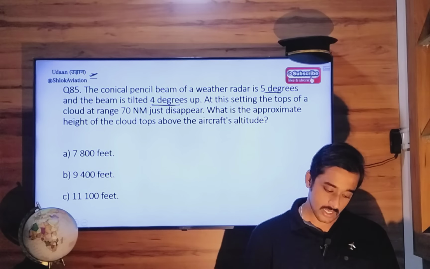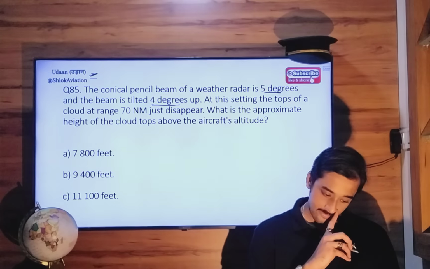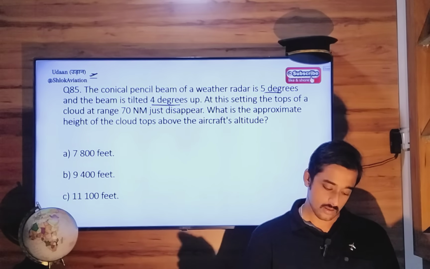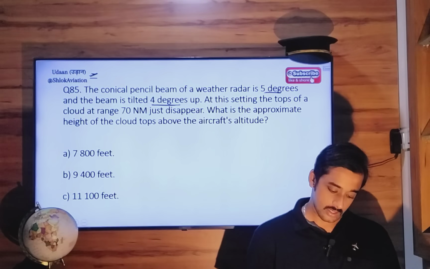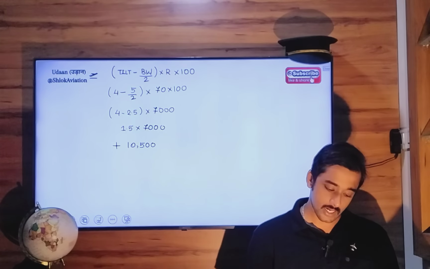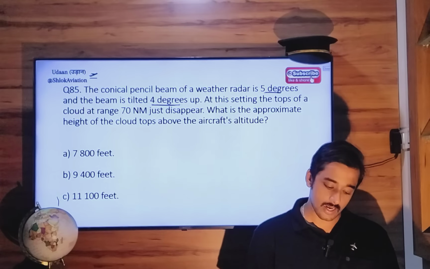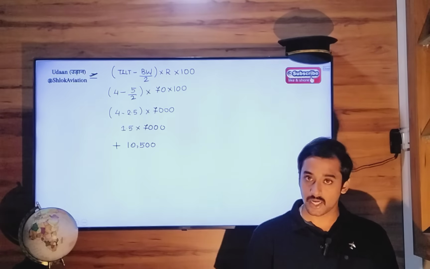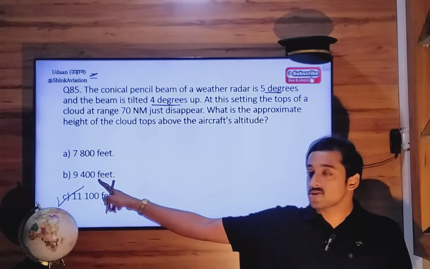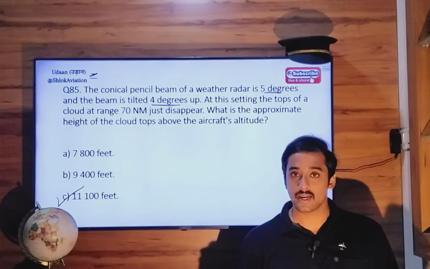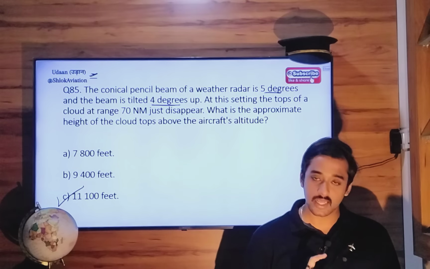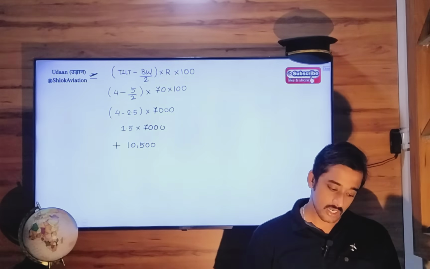So the closest option here is 9,400, 11,100. So it is better to select option Charlie. 11,100 and 10,500, the difference is 600. But the difference between 9,400 and 10,500 is 1,100. So the closest difference is Charlie. So select that option.